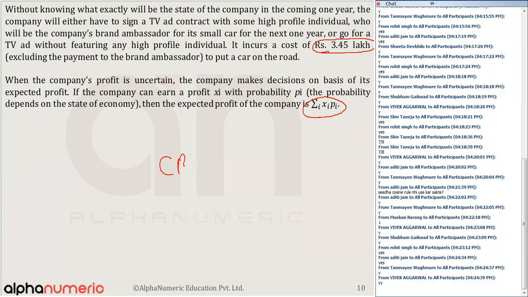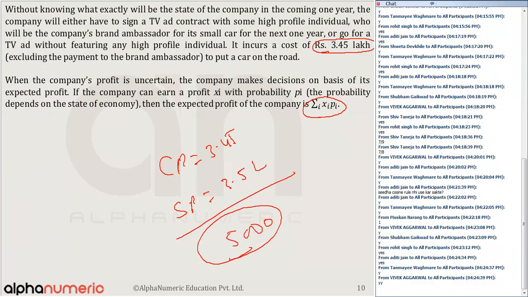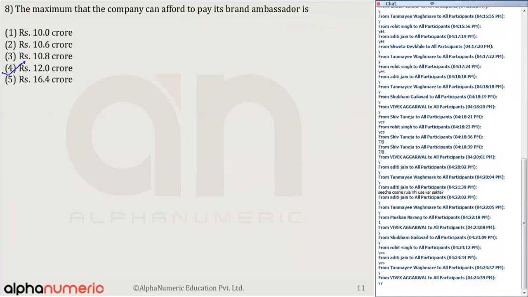So cost price is equal to 3.45 and the selling price is equal to nothing but 3.5 lakh. So per car there is a profit of rupees 5,000. ठीक है ना? Per car there is a profit of rupees 5,000. Now the maximum that the company can afford to pay its brand ambassador. ठीक है. So what is the expected profit?